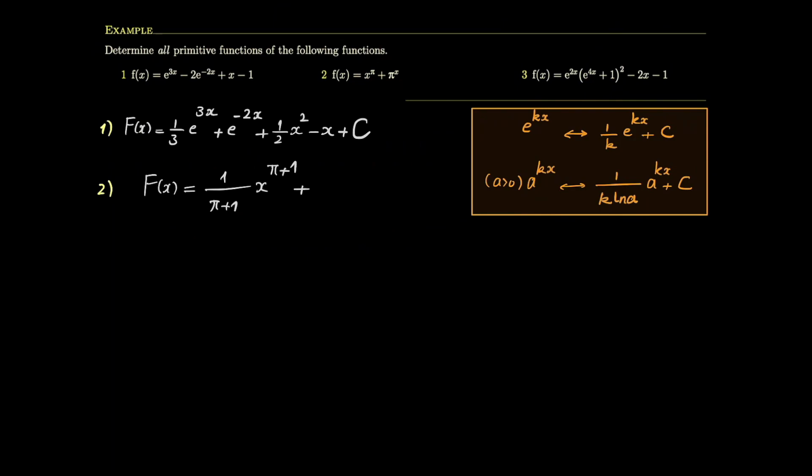But for the second one, I can use one of these formulas here. Which one? The second one. I give the role of a to this pi here, yes? So this becomes what? Pi to the power of x, but I have to divide by what? ln of pi. And then of course I put a constant here. That's the answer. Okay. And what is your opinion about the last one finally?